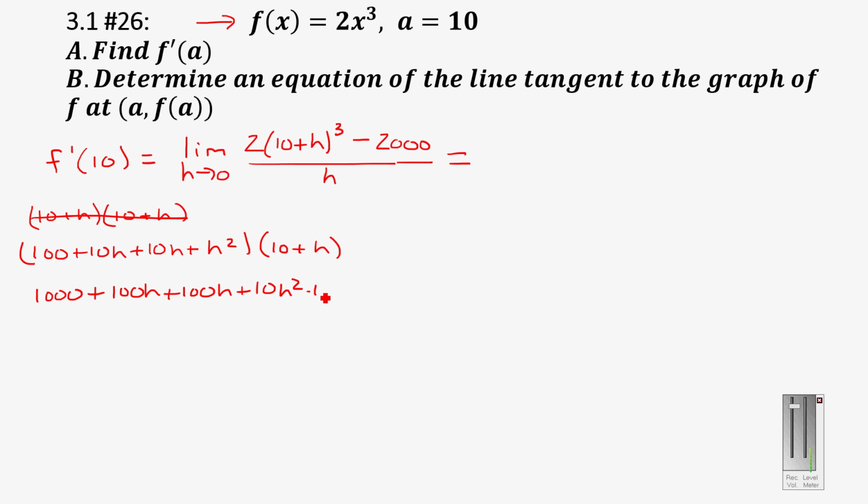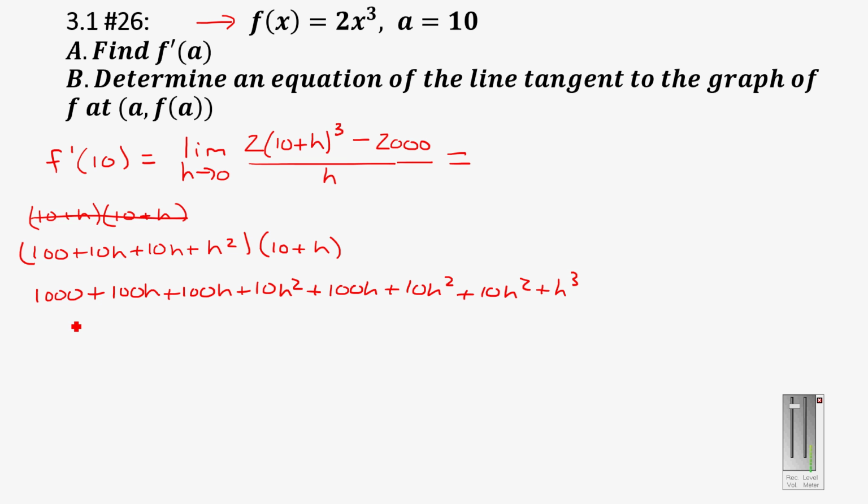And then I'm going to add that on to 100 times h is 100h. So this one with the last term now. 10h times h is plus 10h squared. 10h times h is plus 10h squared. And then h squared times h is plus h cubed.